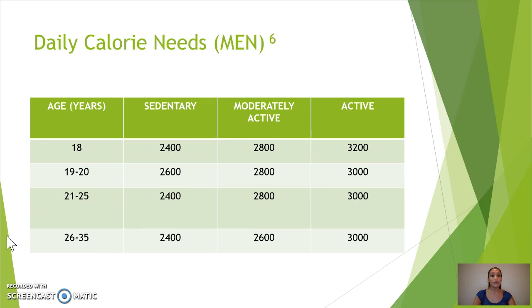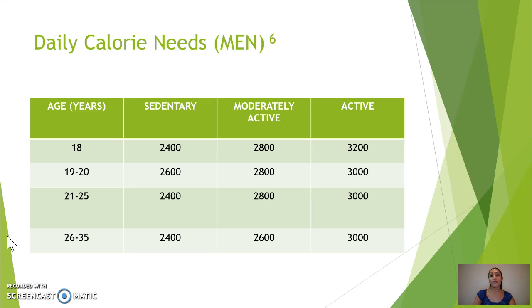And then for men, it's a little bit different. You can see that it's a bit higher. So you can see for men 18 years who are sedentary, it's a 2,400 calories per day recommendation. Moderately active, 2,800, and active, 3,200. If you are male 19 to 20, your recommendation is 2,600 calories if you're sedentary, 2,800 calories if you're moderately active, and 3,000 calories if you are active.